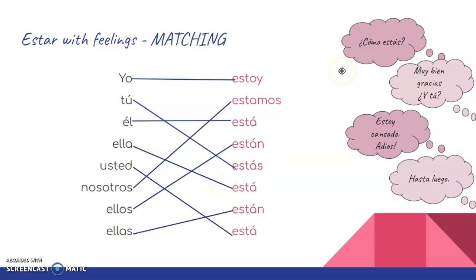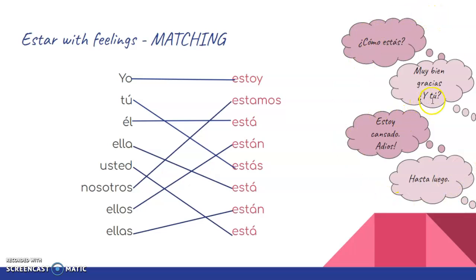All right, let's look at a conversation quickly. ¿Cómo estás? Muy bien, gracias. ¿Y tú? Estoy cansado. Adiós. Hasta luego. So first of all, let's look. ¿Cómo estás? What are they asking? Yes, they're asking, how are you? And the person says, muy bien, gracias. ¿Y tú? Doing well. How about you? And the person here says, estoy cansado. They're tired. Adiós. Goodbye. Hasta luego. See you later. So this is our conversation about how are you feeling.